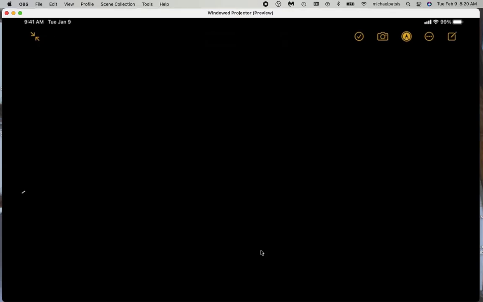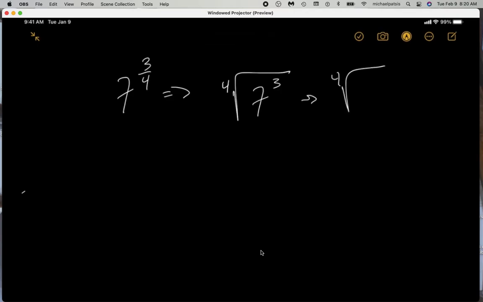Okay, starting with part 2 of exponents. You have to be able to move from a fractional exponent to a radical. In other words, if you have a fractional exponent like 7 to the 3/4, you have to be able to change that to a radical. And this is how we do it.